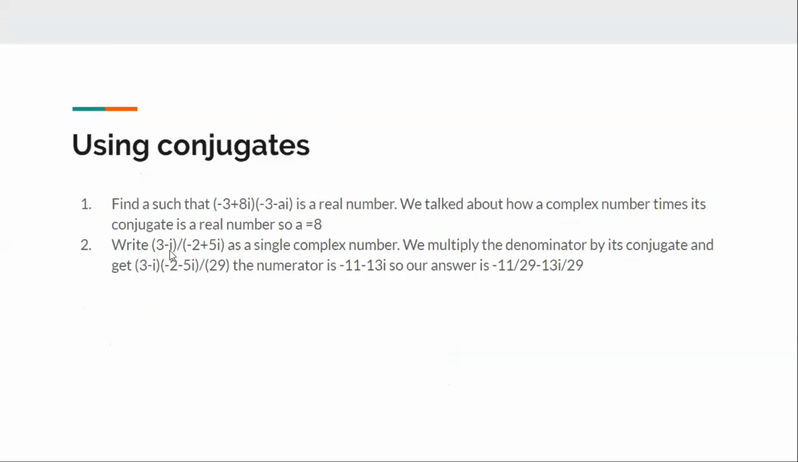Okay, and then write 3 minus i over negative 2 plus 5i as a single complex number. So we multiply the numerator and denominator by the denominator's conjugate. The numerator is going to become 3 minus i times negative 2 minus 5i. And the denominator is just going to become a squared plus b squared, which in this case a is negative 2 and b is 5. So it's just going to become 29. You can multiply this out. You're going to get negative 11 minus 13i for the numerator, and the denominator is 29. So that's our single complex number.